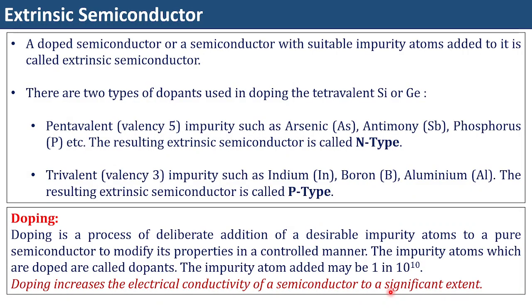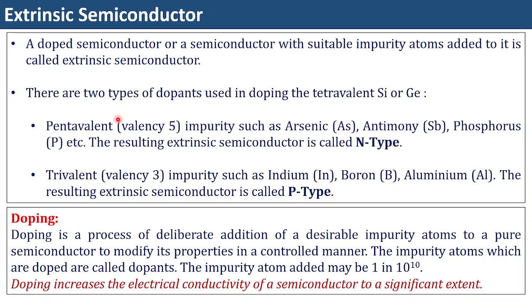Now the extrinsic semiconductor. As we all know, for making an extrinsic semiconductor you have to dope, meaning adding some amount of impurity. So a doped semiconductor, or a semiconductor with suitable impurity atoms added to it, is called an extrinsic semiconductor. Now there are two types of extrinsic semiconductor. One is called N type, another is called P type. How can we make N type?